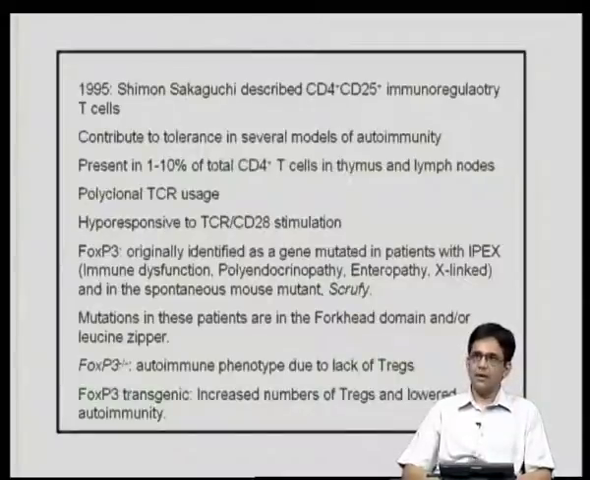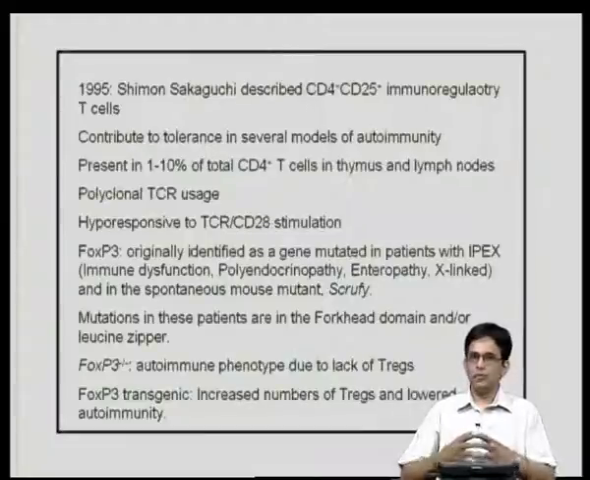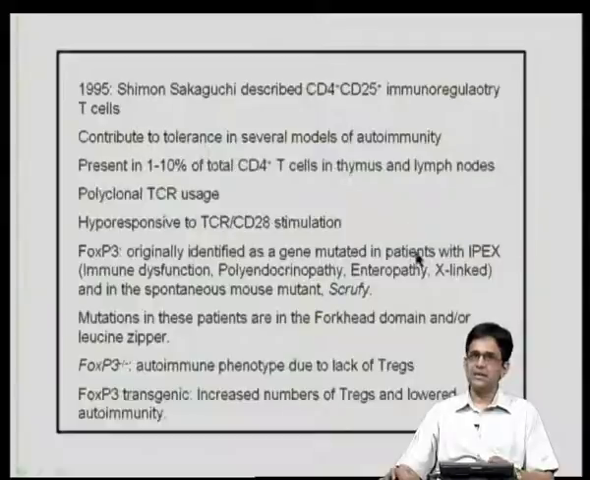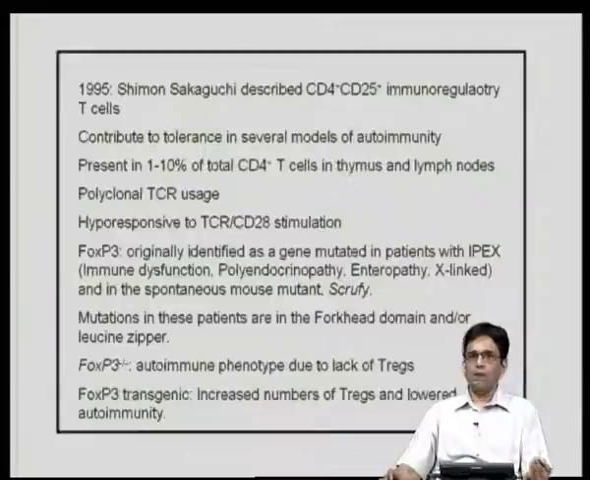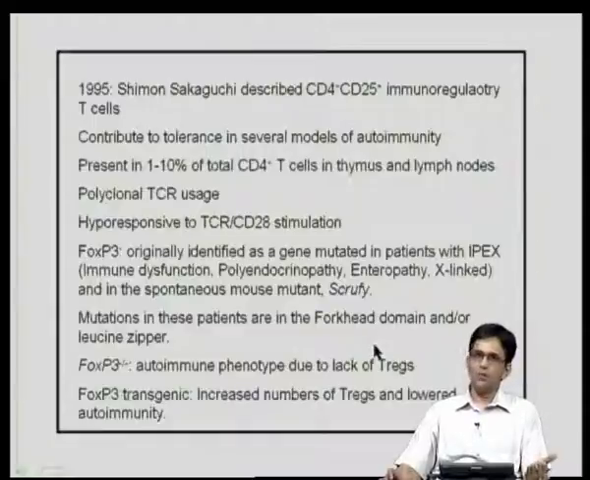The signature transcription factor, FOXP3, is important because it was originally identified in patients with IPEX disease, which is immune dysfunction, polyendocrinopathy, enteropathy, X-linked. These patients suffer from multiple diseases because they lack a certain population, the Treg population. In the spontaneous mouse mutant scurfy, you have the same mutation. The mutations in these patients are in the forkhead domain or in the leucine zipper. So, the FOXP3 knockout mice obviously show an autoimmune phenotype because of lack of regulatory T cells.